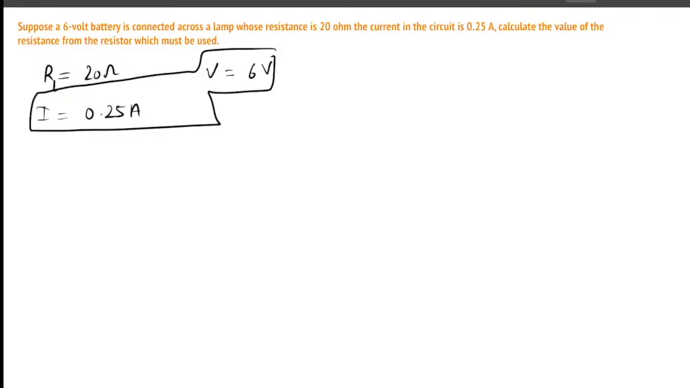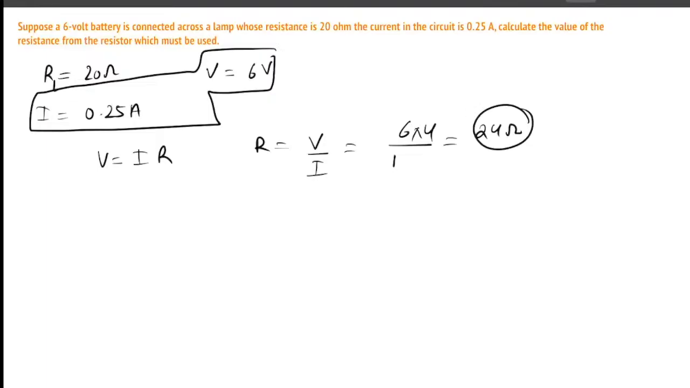So we know the formula, V is equal to IR, and R is going to be V over I. V is 6 volts and I is 0.25, which can be written as 1 by 4. So net resistance is going to be 24 ohms. Okay, so net resistance has been arrived at.